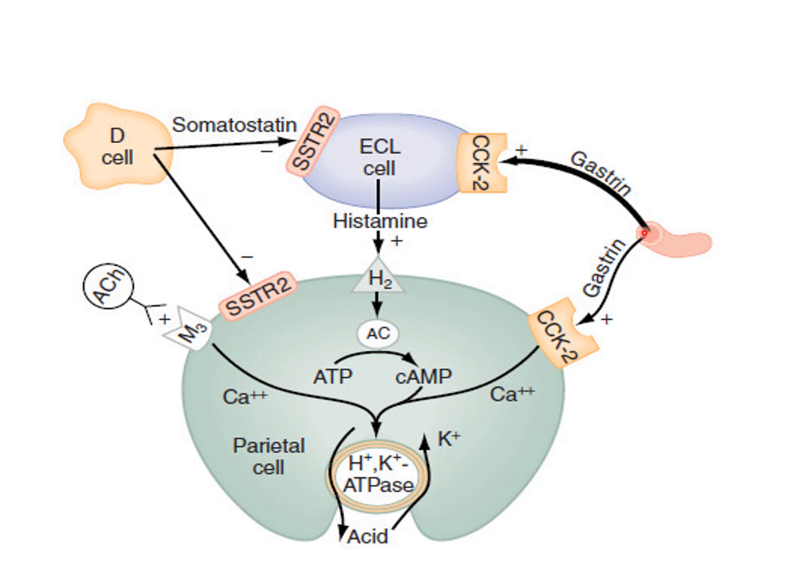Here the larger arrow is towards the ECL cell. So the majority of gastrin will be activating the ECL cells and release of histamine. So it is an indirect pathway. Okay. And the final step for all these types of pathways is H plus K plus ATPase activation and release of H plus ion.